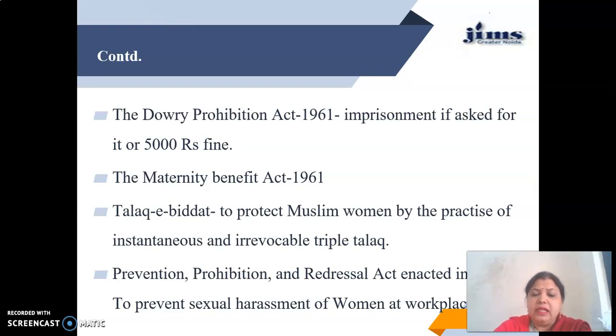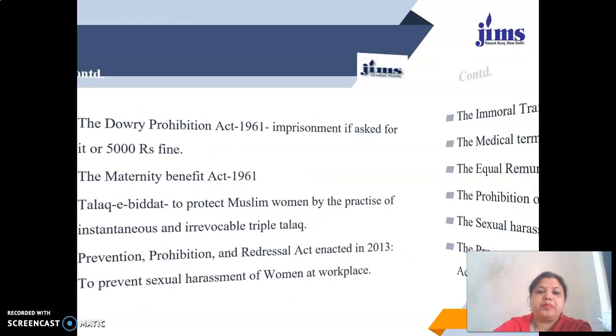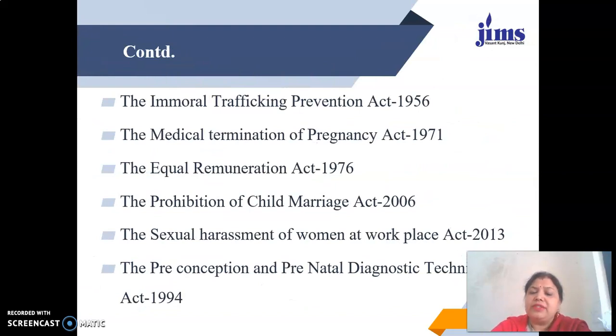Next is Talaq-e-Biddat. It is a law which protects Muslim women from the practice of instantaneous and irrevocable triple talaq, and it is a recent development. Prevention, Prohibition and Redressal Act enacted in 2013 to prevent sexual harassment of women at workplace. Next is the Immoral Trafficking Prevention Act, that is also to prevent women being sold for getting money, and forced into prostitution. So this act helps women a lot.